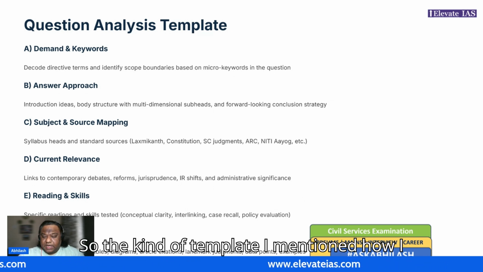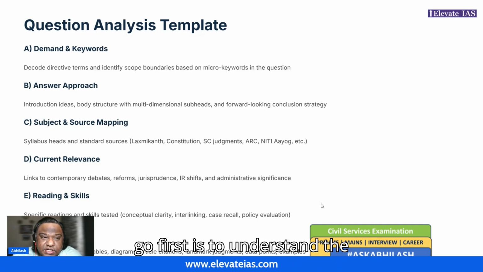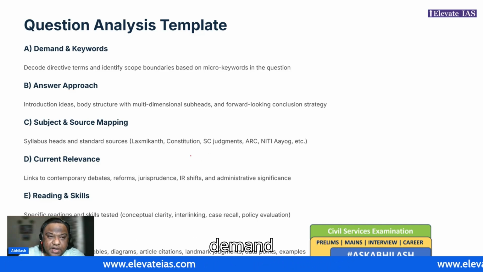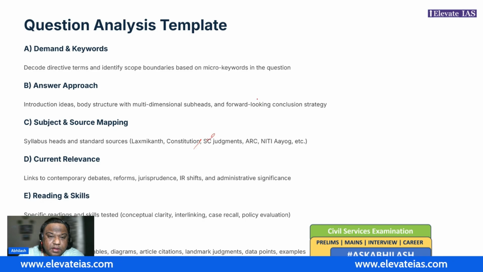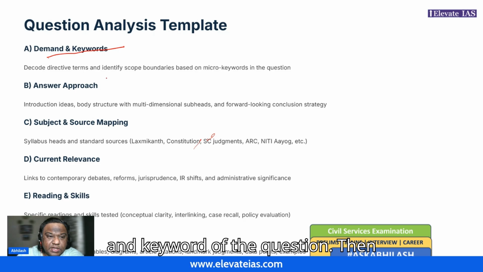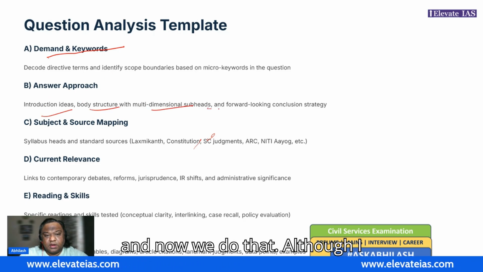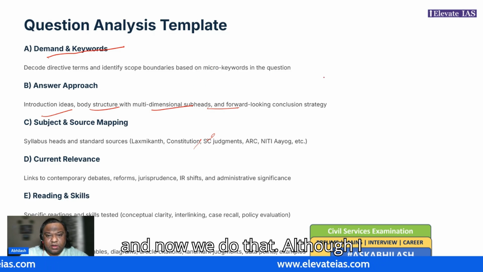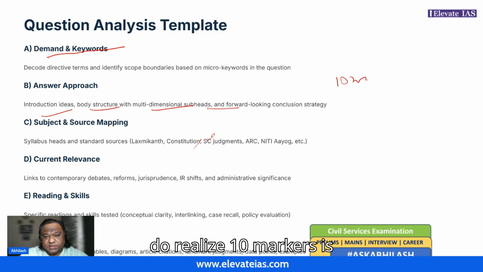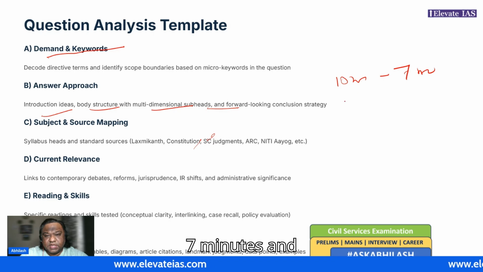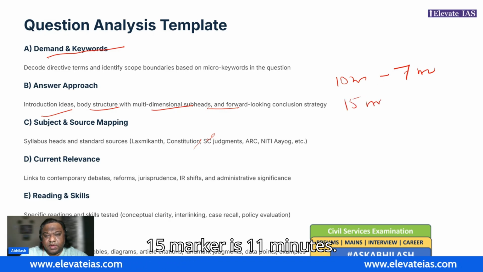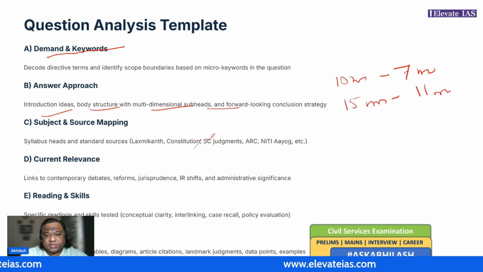See, the kind of template I mentioned, how I go for it is to understand the demand and keyword of the question. Then a standard approach of introduction, body, and conclusion. Although I do realize 10 markers is 7 minutes, and 15 marker is 11 minutes.